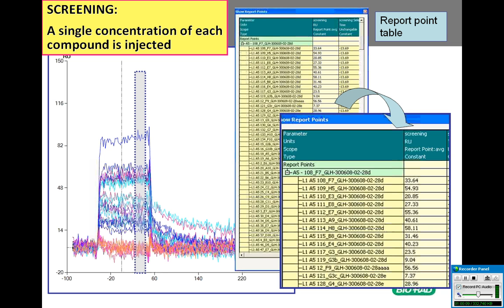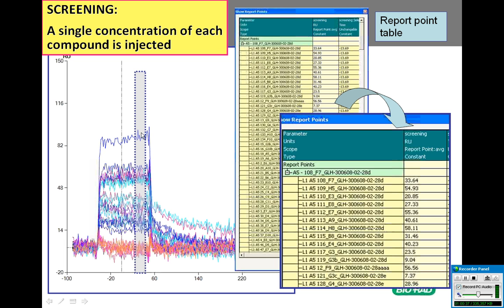So once these two kinases were immobilized, then we characterized the immobilization conditions. We then started a screening assay, and a screening assay is performed by injecting a single concentration of each compound. In each injection, 6 different compounds, and the signal level is being recorded using a report point table.